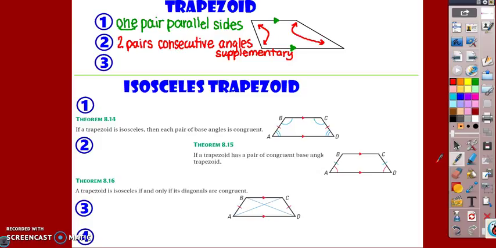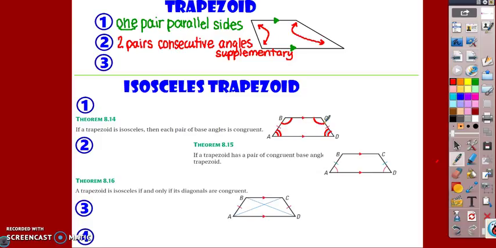But first let's talk about isosceles trapezoids. It's just a special type. The first theorem about isosceles says if a trapezoid is isosceles, then each pair of base angles is congruent. Maybe you should add that on your property sheet. So this angle down here is congruent to this angle down here. And the angle at the top is congruent to the angle on the top. But that only works if it's isosceles. It doesn't work for a regular trapezoid.